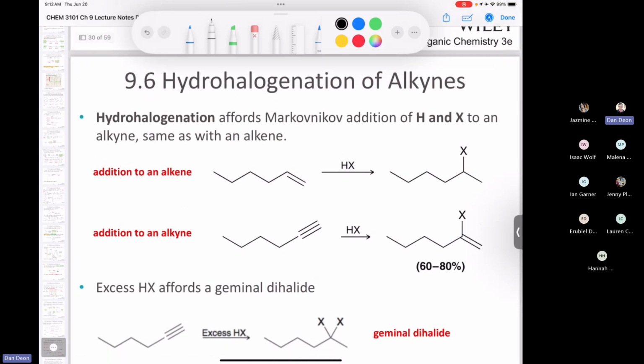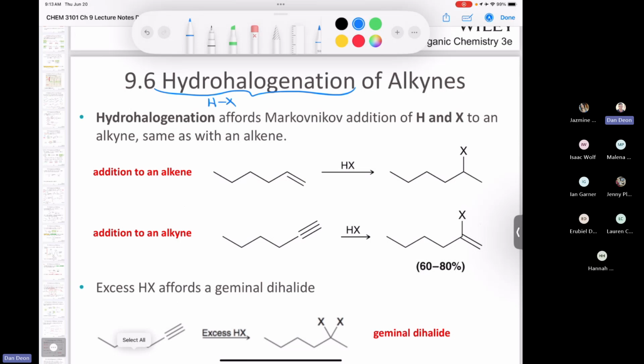And you guys remember hydrohalogenation is adding a hydrogen and a halogen, so HX. And you guys remember Markovnikov and anti-Markovnikov addition, I'm sure. Very, very well. So it turns out that hydrohalogenation affords Markovnikov addition as well when we add across an alkyne, just the same way as it did with an alkene.